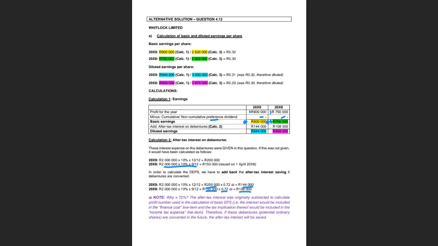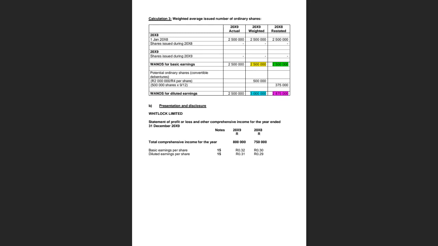Okay, so we want to add these amounts back. Remember, we're adding them. Why are we adding them? Because we're assuming that these convertible debentures have now been converted and are now ordinary shares. Therefore, we don't need to pay these dividends. And it's the after-tax effect because we no more can claim that tax that relates to that interest.